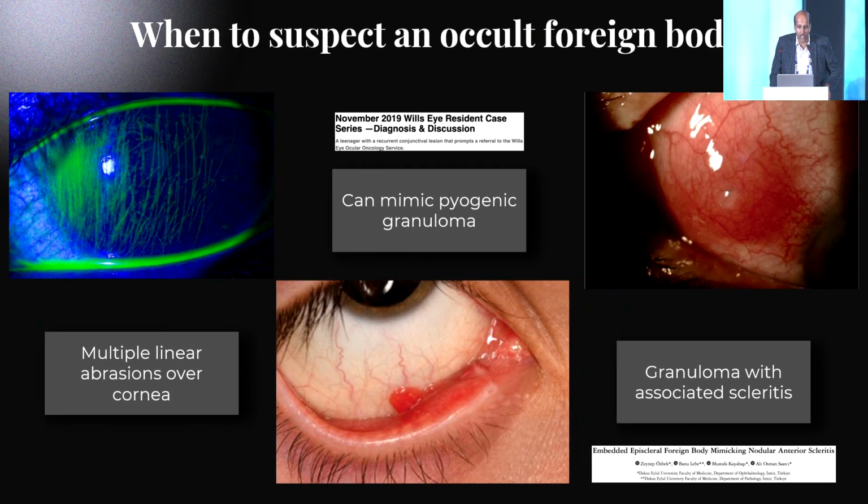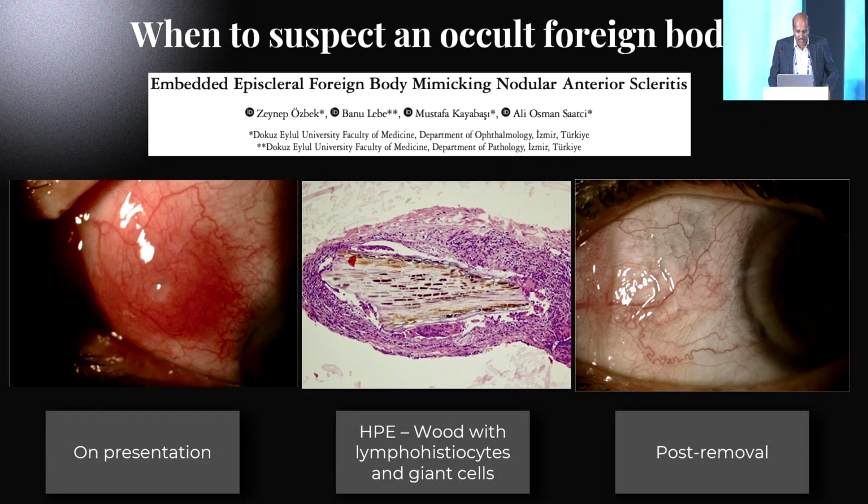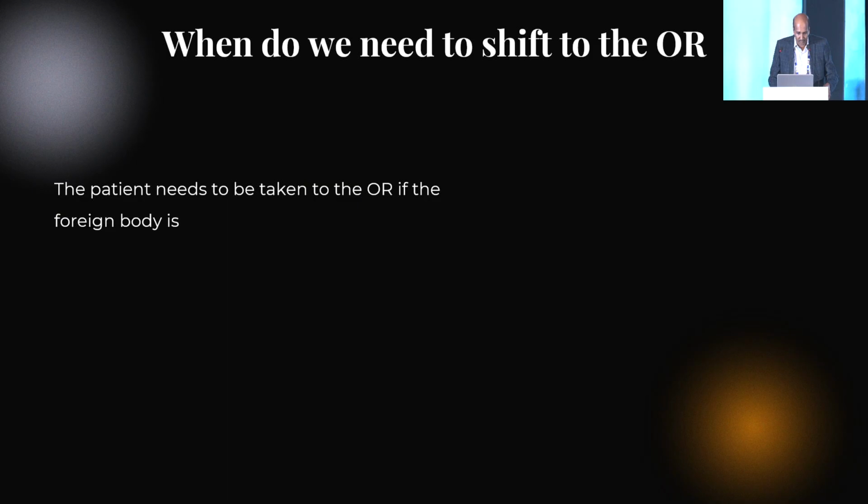So there are some occult foreign bodies, and multiple linear corneal abrasions, because here the foreign bodies are usually transparent to translucent on the upper tarsus. There can be a chronic pyogenic granuloma that keeps waxing and waning. There could be a granuloma associated with a scleritis as well. And it can turn out to be an organic foreign body or a wooden foreign body, which can be diagnosed only with an excision biopsy.